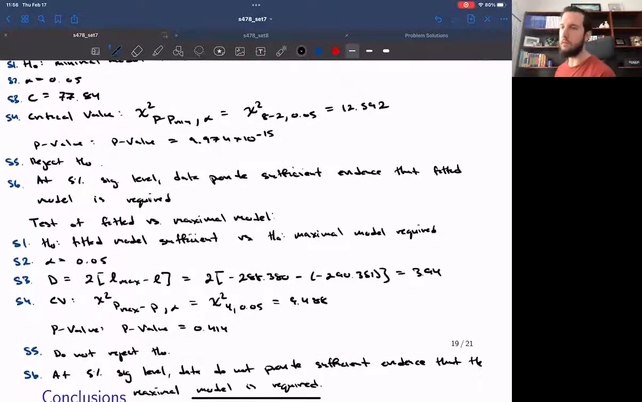Which is good. So basically the two tests are agreeing. They're both giving evidence that the fitted model is sufficient. C is doing it with respect to the minimal model, and D is doing it with respect to the maximal model. All right, any questions?